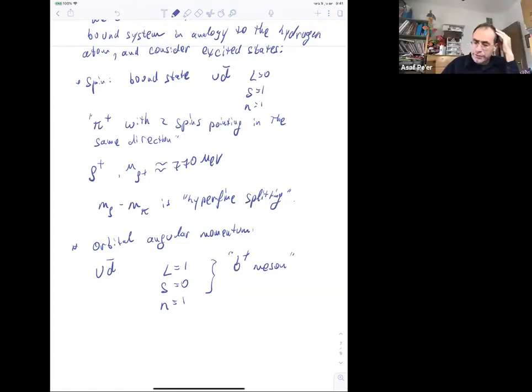And again, it's much heavier. The mass of the B meson is about 1235 MeV. It's more than a GeV.